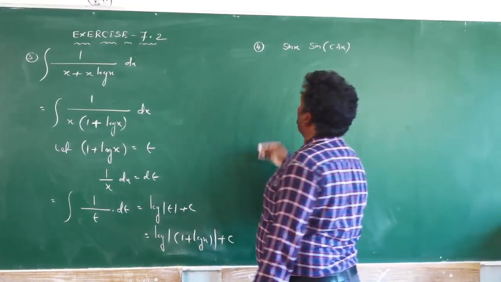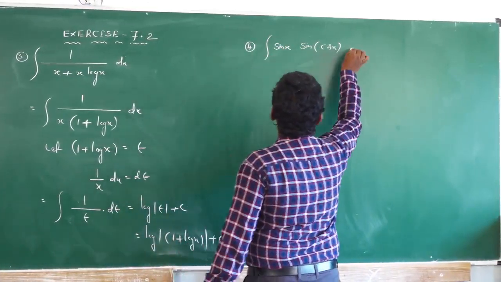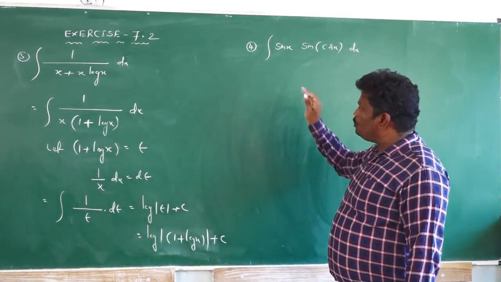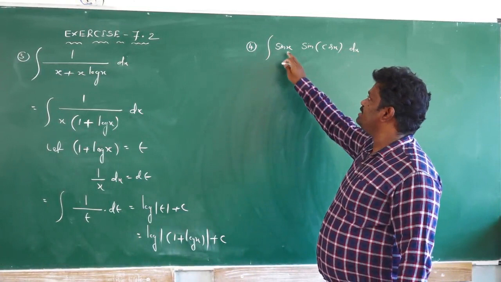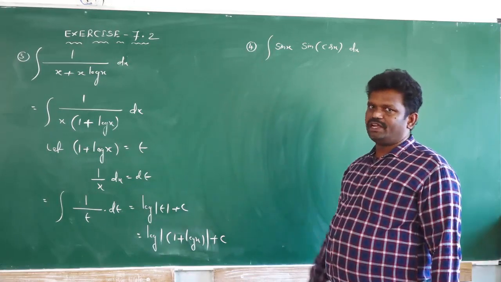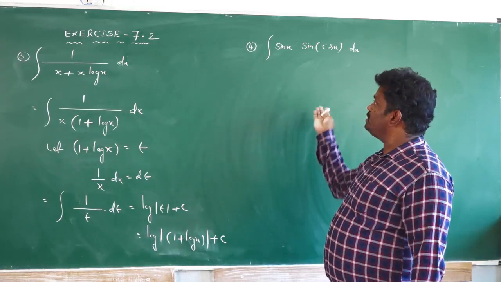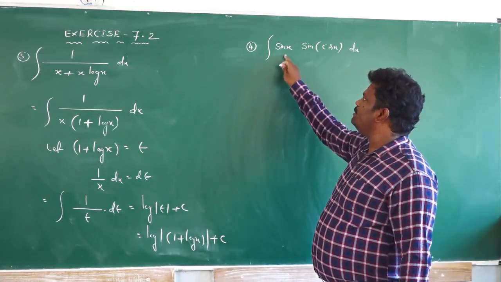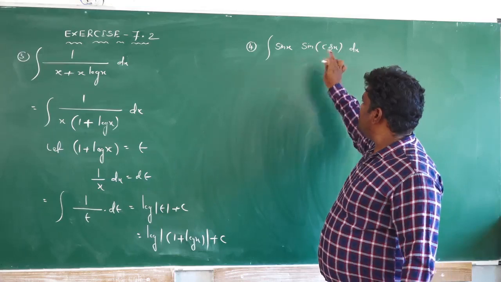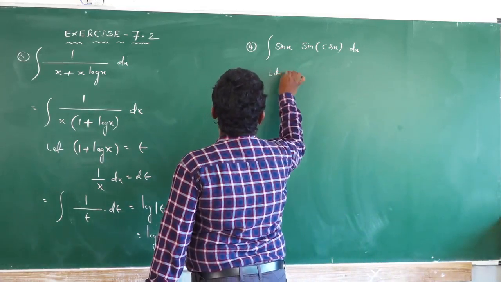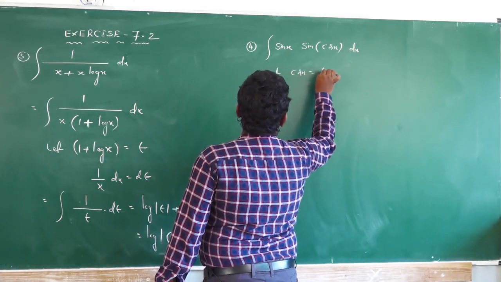Now if you want to find the integral of this function, there is no fraction here, so we use substitution. Sin x is the derivative of cos x, so if we take the substitution, sin x is automatically eliminated. So let cos x equal t.